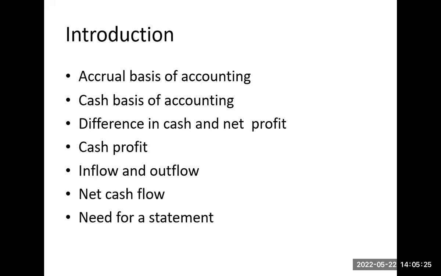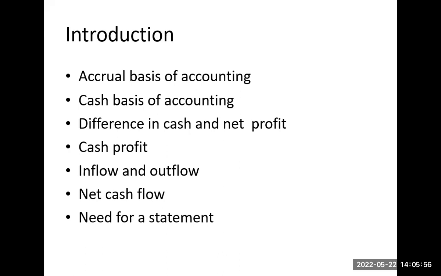Now, you are closing your books on 31st March 2022. How much rent do you have to consider as expense in the profit and loss account, to match income with expenditure? If it is accrual basis of accounting, you have to consider 3 months, only 3,000. If it is cash basis of accounting, you have to consider 12,000, what you paid.